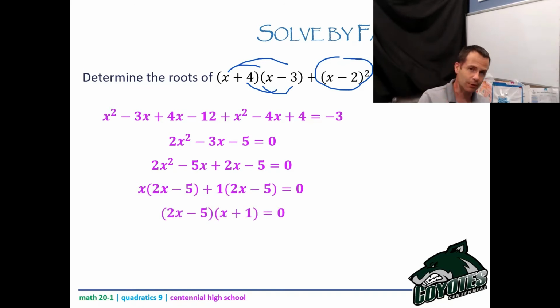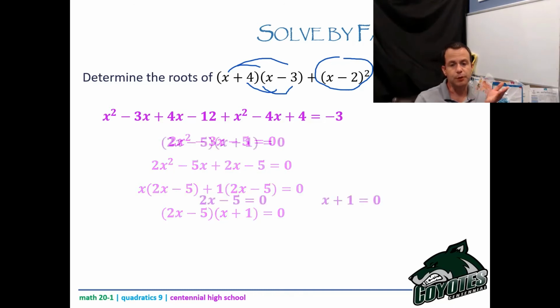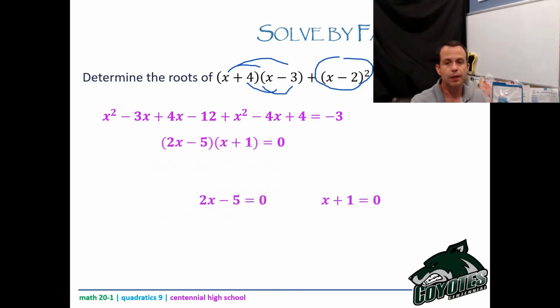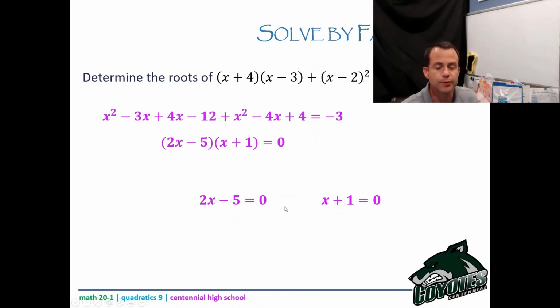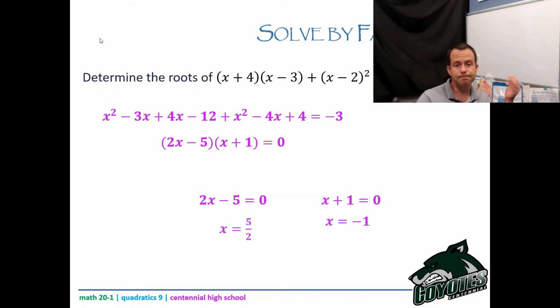Because it equals 0, I can use the zero product principle. So either 2x minus 5 equals 0 or x plus 1 equals 0. If 2x minus 5 equals 0, then x equals 5 over 2. I'm just adding 5 to both sides and then dividing by 2. And if x plus 1 equals 0, x will equal negative 1. And I write my solution sets. Okay? See, you totally got this.